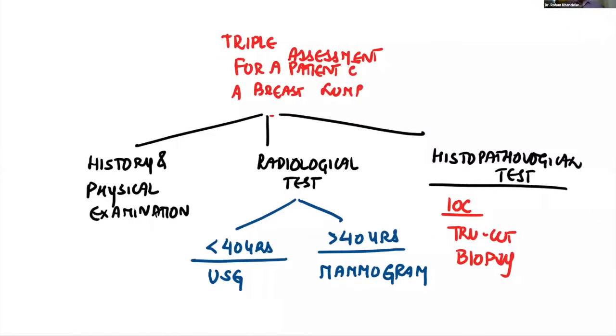So triple assessment for a patient with a breast lump. That means 3 things have to be done: history and physical examination. Then radiological tests are done. For patients who are less than 40 years of age, we will carry out an ultrasound. More than 40 years of age, we do a mammogram.